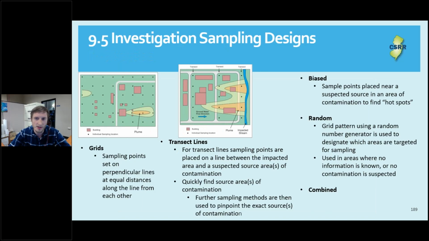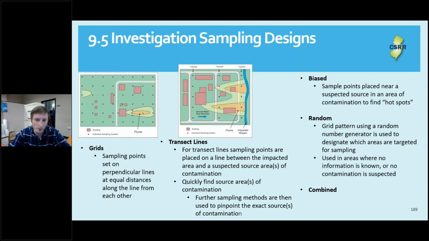So we have investigation sampling designs. Where do we place our samples? We have the grid pattern, which covers the whole property, and sampling points are set on perpendicular lines at equal distances along the line from each other. This covers the whole property. You'll find the sources, but you'll also find a whole lot of low levels or non-detects.